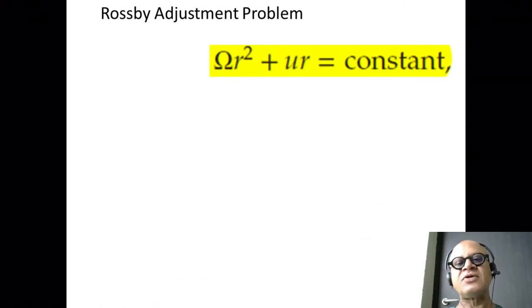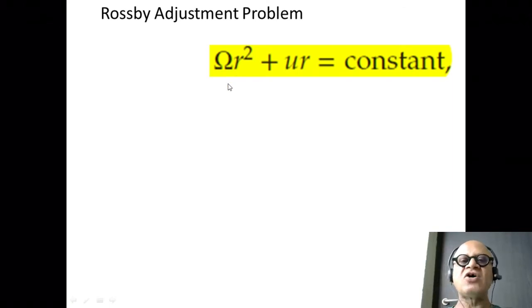So let's do the radial balance in the lab for the Rossby adjustment problem. We'll see that Rossby is this big name in our business of atmosphere and ocean circulation. Carl Gustav Rossby was a giant in the field. Okay, we'll see that a little bit later on.